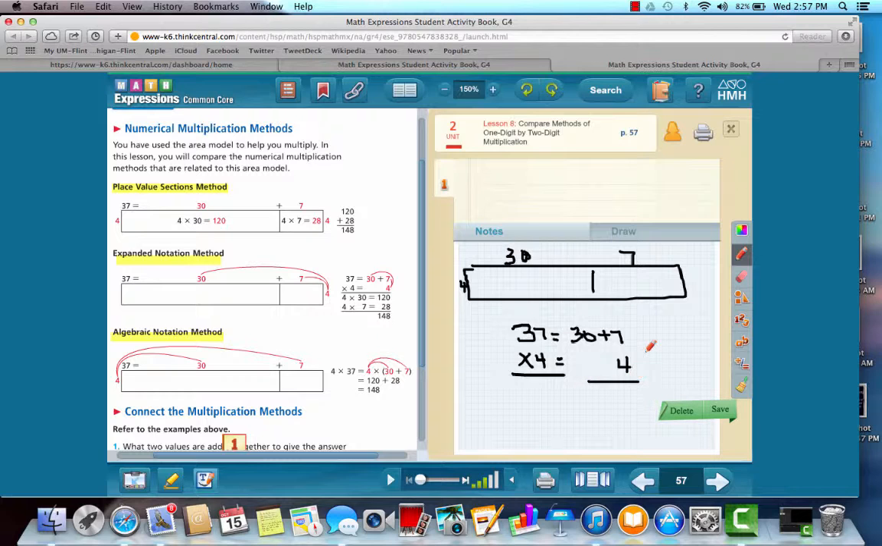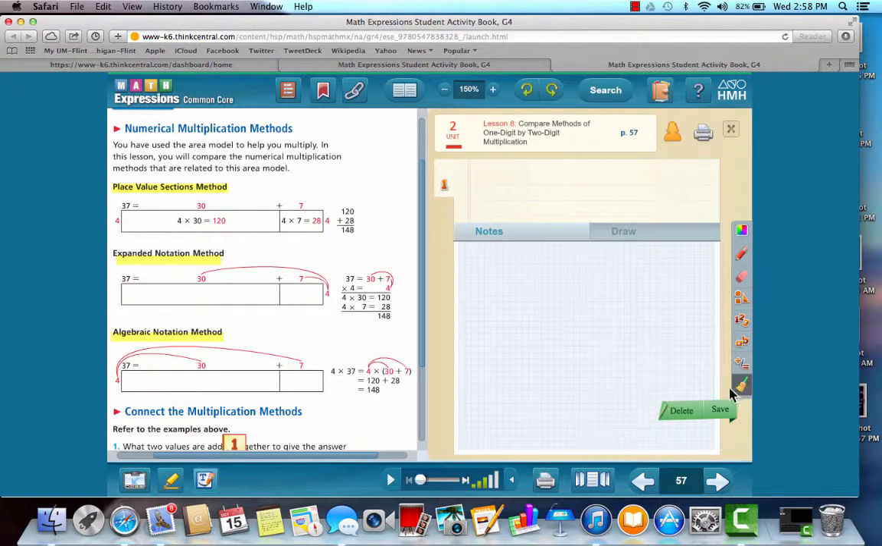So they end up showing you 4 times 30 equals 120, and 4 times 7, which is in the ones place value, equals 28. So when you add these two partial products together, you'll end up with the same number as before, which is 148.